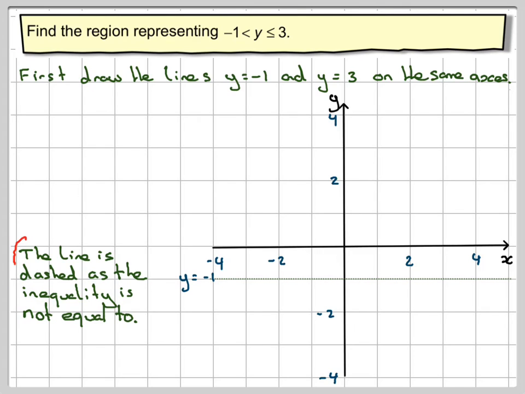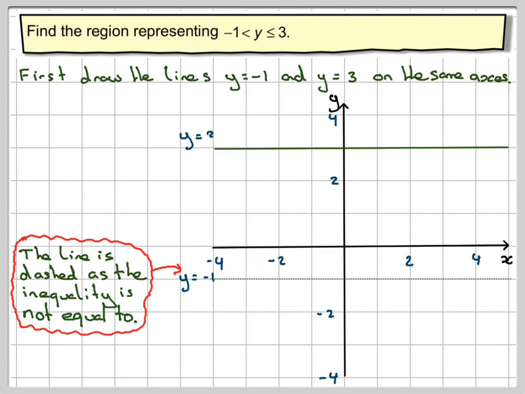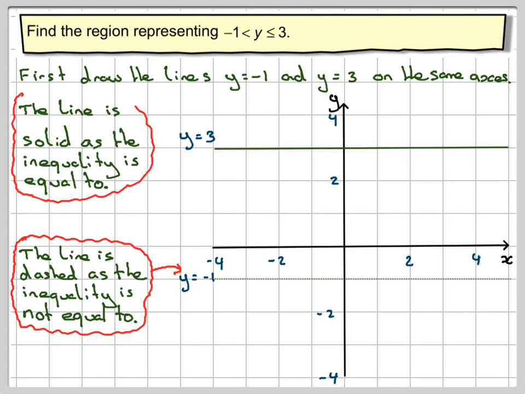Okay, the line is dashed as the inequality is not equal to, so we're going to draw the line y is equal to 3, and that's a solid line because it can be equal to 3 as well. Notice that every y coordinate along this line is 3, regardless of the x coordinate. Right, for the shading, it's solid because the inequality is equal to.